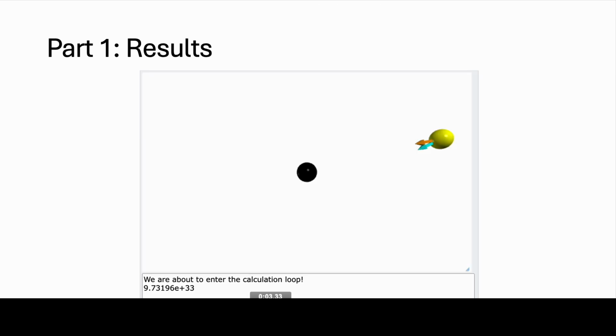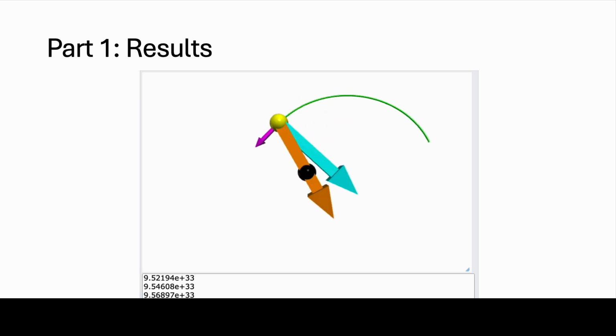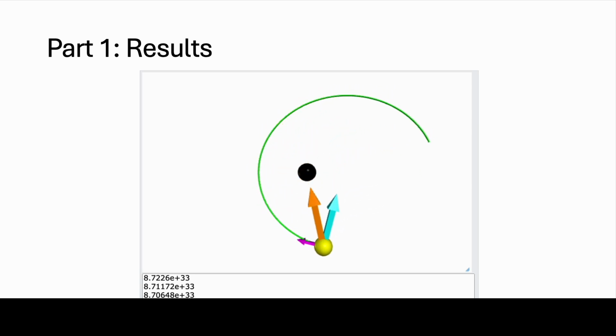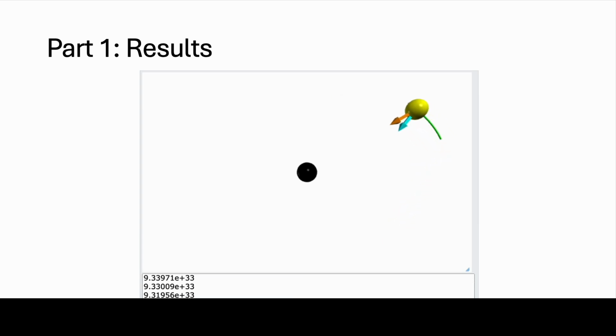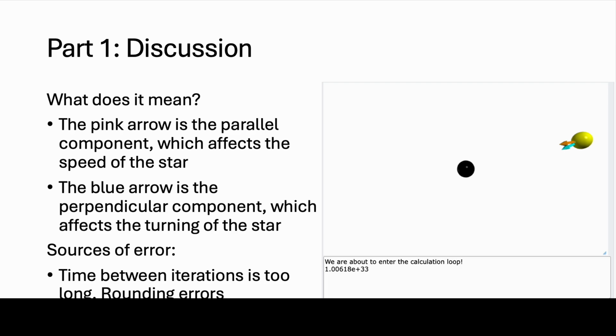Let's look at the results. So, what does this mean? The pink arrow is the net force parallel to the momentum, and the blue arrow is the net force perpendicular to the momentum. The parallel component only affects the speed of the star, while the perpendicular component only affects the change in direction of the momentum.